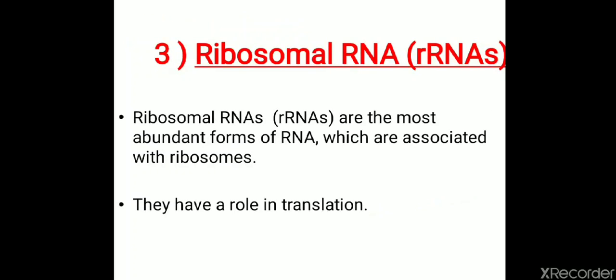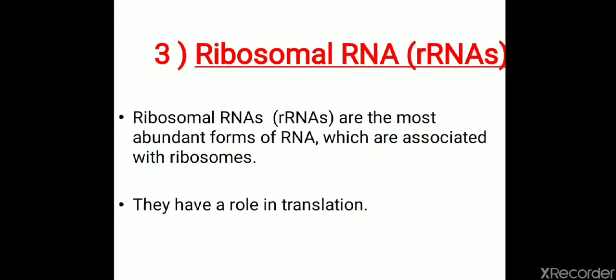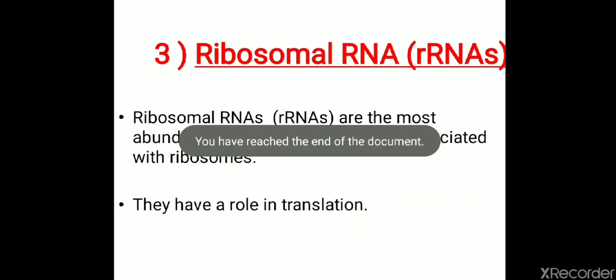Coming to the third type of RNA, that is known as ribosomal RNA or rRNA. So the most abundant RNA is the ribosomal RNA, and they are associated with ribosome, and they have a role in translation. So that's all regarding the RNA structure.